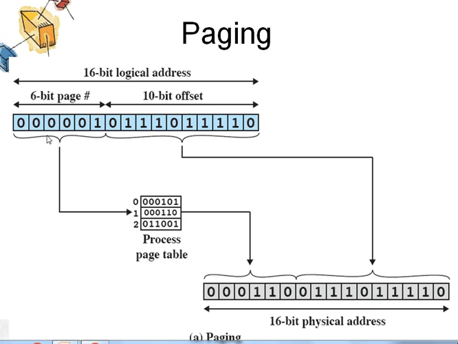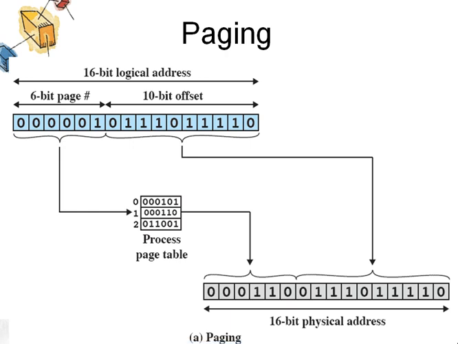See here, the page number is 1, its 6-bit combination is given as this, and it has a 10-bit offset. Looking at the page number in the process page table, the frame address we are getting here is 000110. This means the particular page number occupies this frame address. We will take this and combine it with the 10-bit offset, which gives us the 16-bit physical address. This is how mapping of logical address to physical address is done in paging.